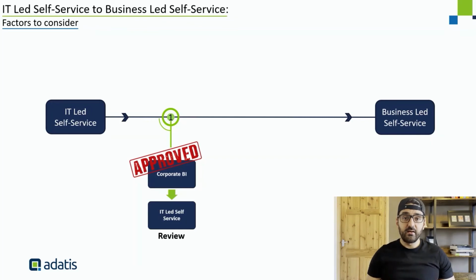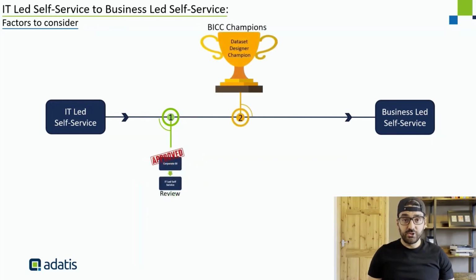The second factor is dataset designer champions. Now, previously we identified the report author champions as we needed people in the business to be able to create reports. But before we even think of moving to business-led, we need to ensure we have the correct people to develop datasets for the business as well. Now, how do we find such individuals? Well, they can be maybe the highest performing report author champions that want to increase their skills and learn more. Or it can be someone who is onboarded purposely to bridge the gap between the business and the data.